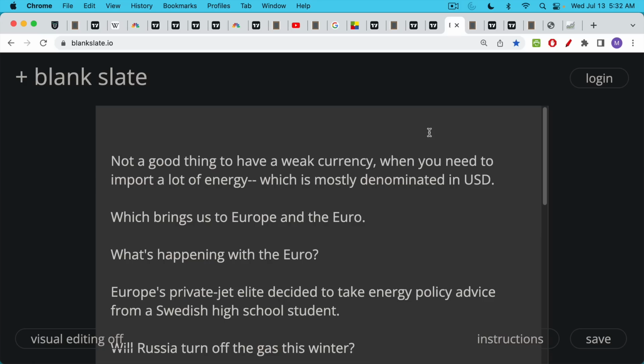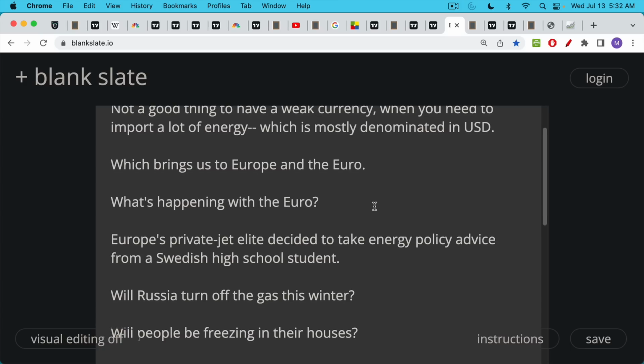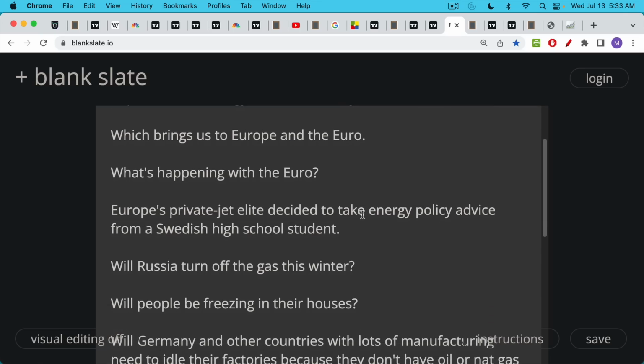Why is the euro so weak relative to the US dollar? Well, one of the reasons is this energy dependency and the energy crisis that Europe is in and will continue to be in for the rest of this year, especially going into the cold winter. Europe has this big problem. Europe's private jet elite, in other words, the Davos crowd, decided to take energy policy advice from a Swedish high school student. They closed down their nuclear plants. They made themselves highly, highly dependent on Russia for some reason. And now they're really in trouble.